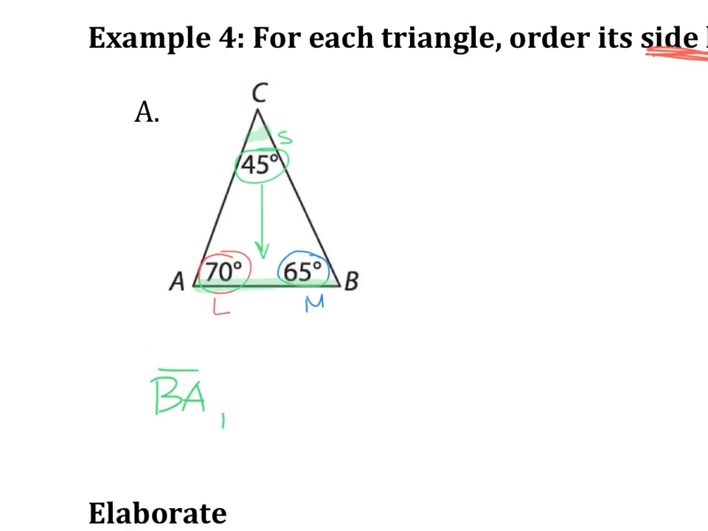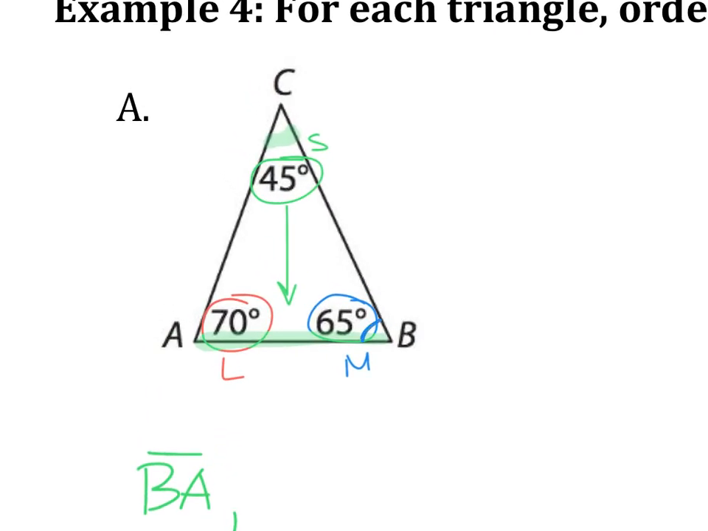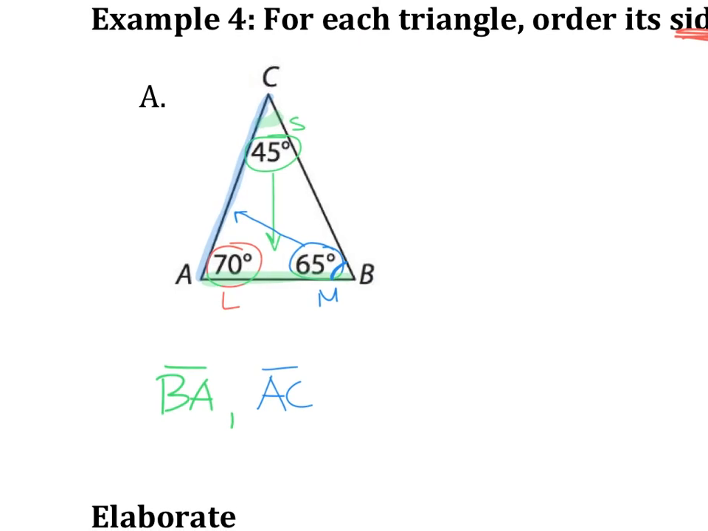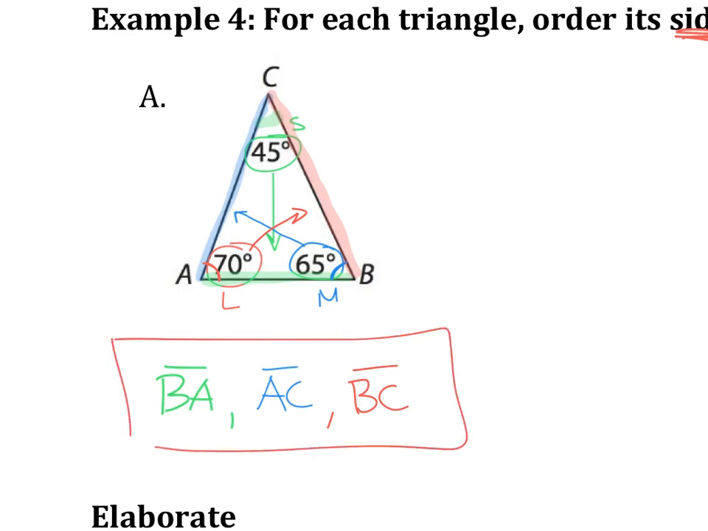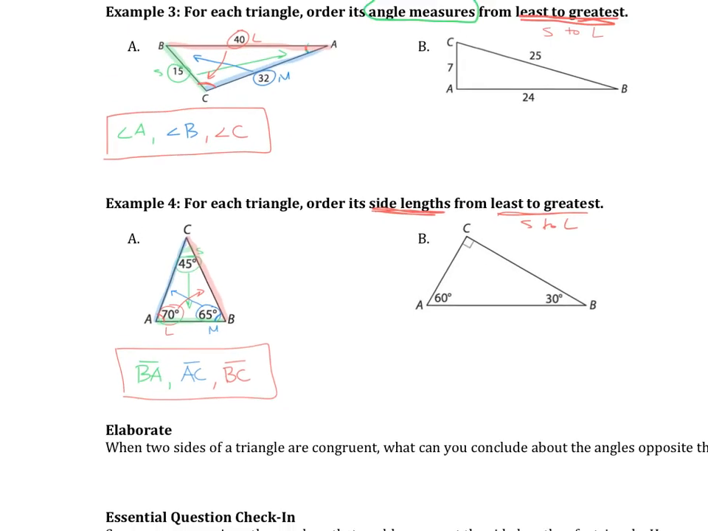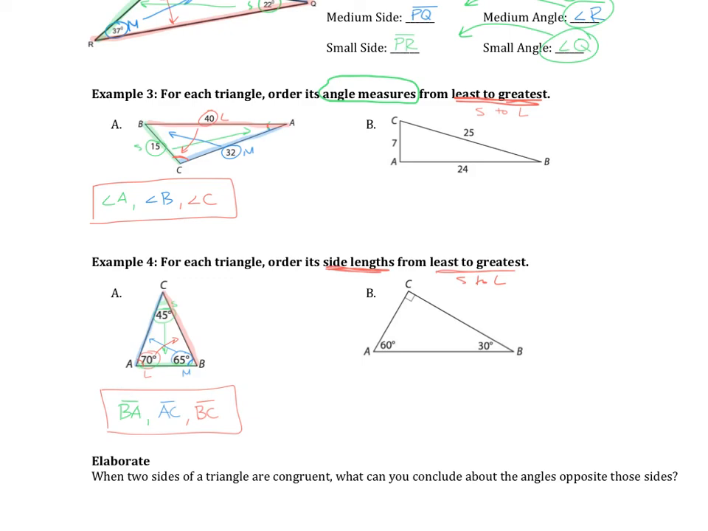Then our medium angle is 65. So if we go across from B, what two letters are missing from B? And again, that's A and C. So the side AC. And then lastly, we really only have one side left at this point, but across from my largest angle, A, is the side CB, or you could say side BC. And there would be your answer. Go ahead and pause this for just a moment and try letter B on both of those and see what you get.